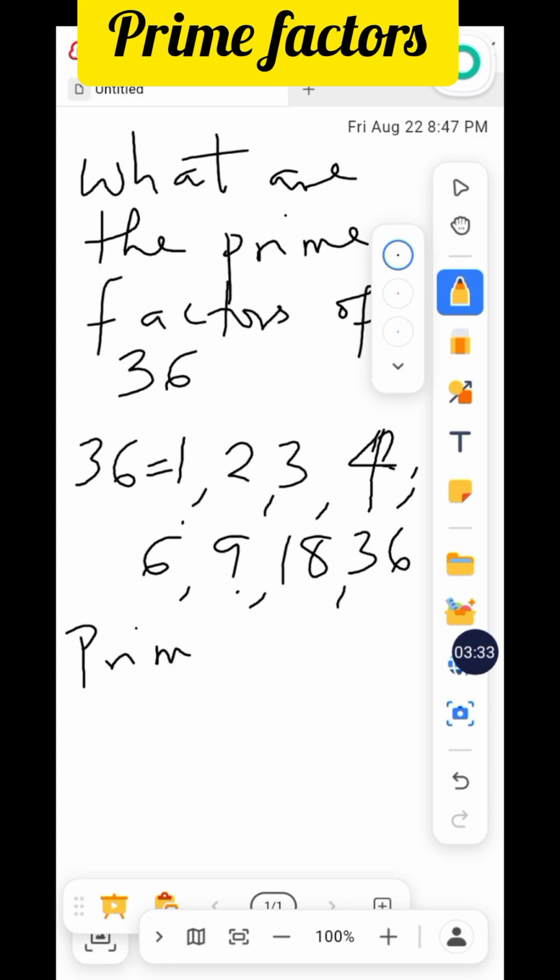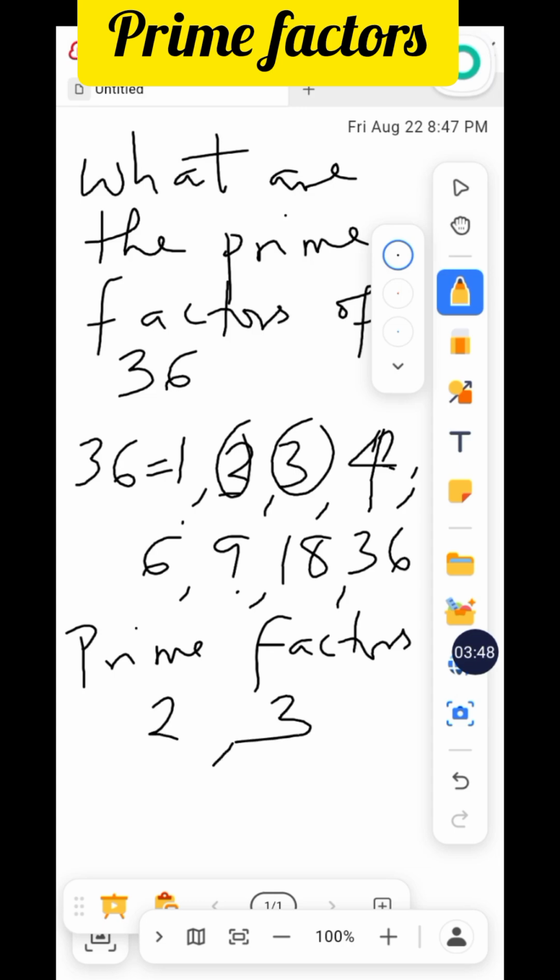So once you have written the general factors of 36 out, you will now bring out the prime factors. What are those things that are prime there? We have 2 and 3. 2 and 3 are the prime numbers. So 2 and 3 are prime factors of 36.